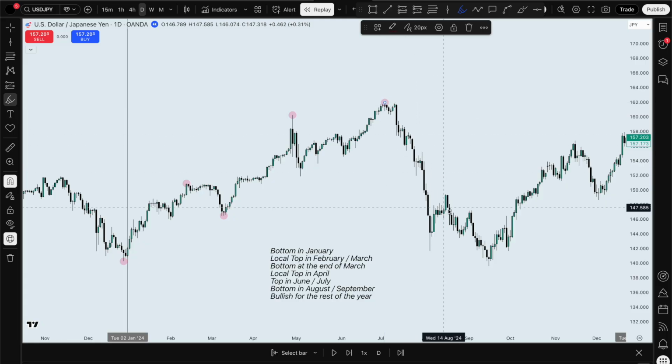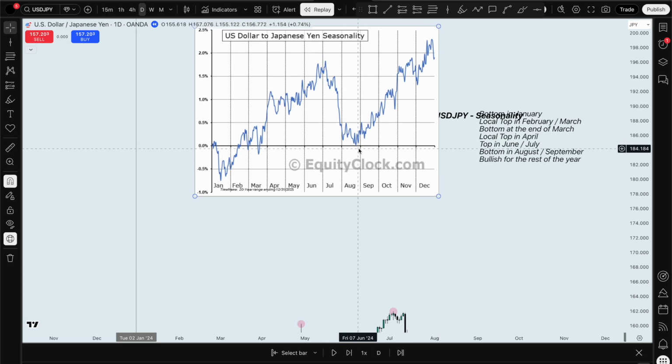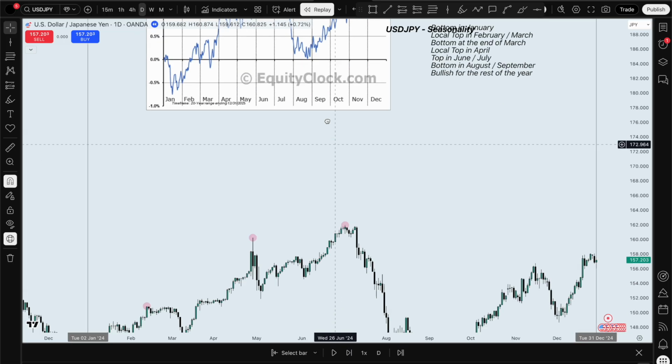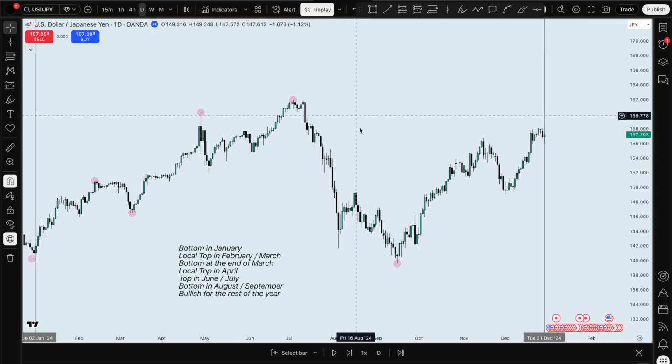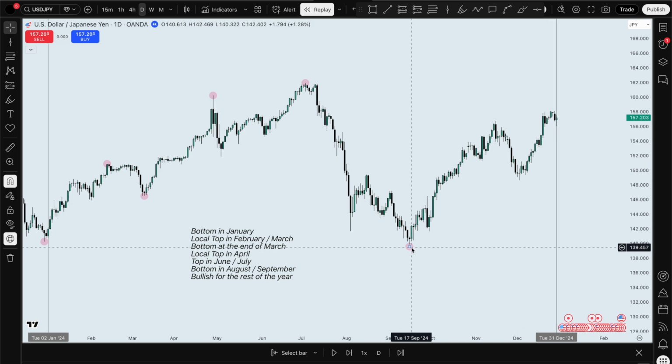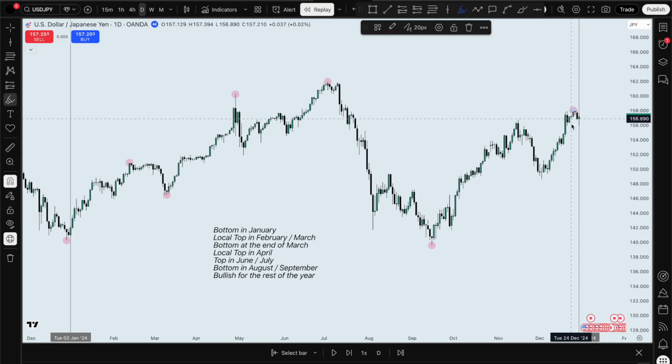We were then bearish and created a bottom in August, September. So again, on the seasonality chart, it was at the end of August, but you expect a bottom to be created around that time of the year, and it was here in 2024 mid-September, and we were then bullish for the rest of the year, right?